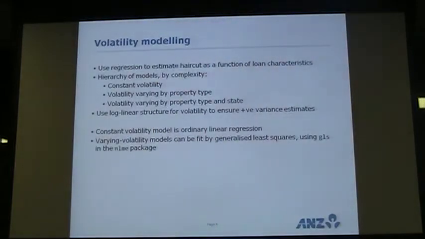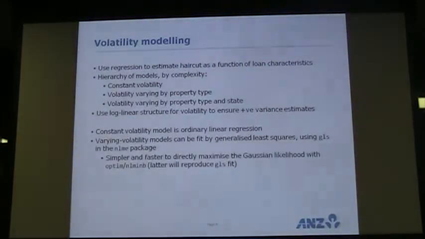But what I've actually done is I've just used optim and nlminb to directly maximize the Gaussian likelihood. And if you recall, in the very first Melbourne talk, I don't know if many people were here for Andrew Robinson's talk, he was actually talking about using something like optim to maximize likelihoods, as an example of what we could use R for.